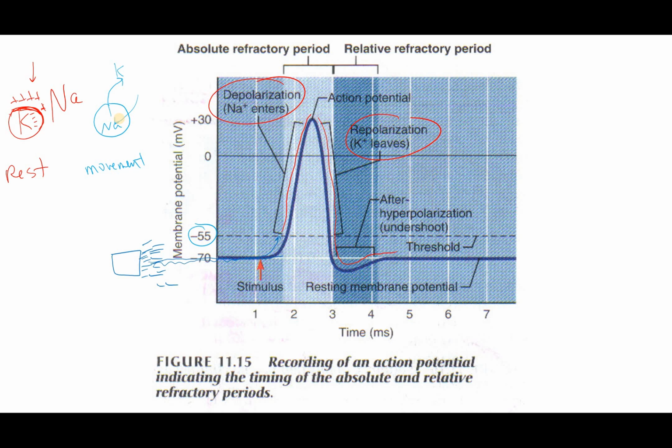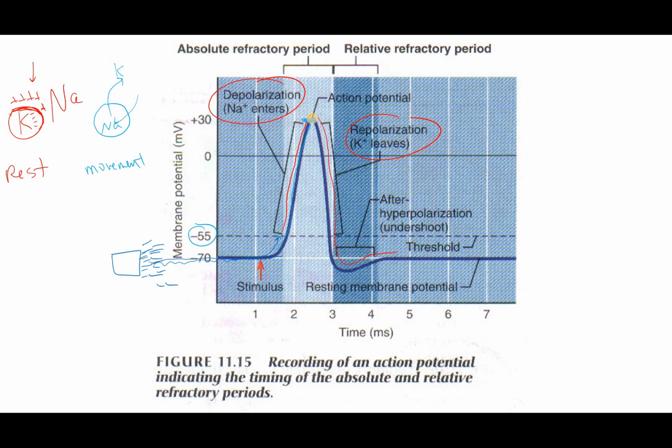This is called depolarization, and in lay terms for now we'll just say the contraction phase. When something depolarizes, it is now contracting. Once the contraction takes place and goes all the way up to about positive 30 millivolts, then it is time for it to reset.